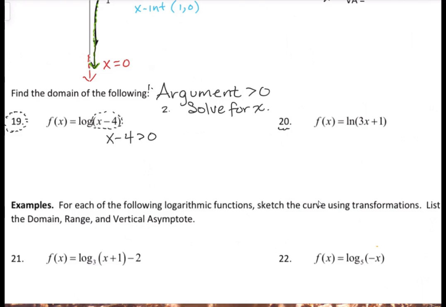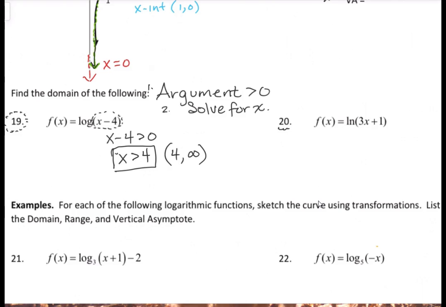So for the domain, you just focus solely on what that argument is. So when I solve for x, I get x is strictly greater than 4. So in inequality notation, there is my domain. And in interval notation, I can choose any x as long as it's in the interval from 4 to infinity, not including the 4. So I need that parenthesis by the 4.